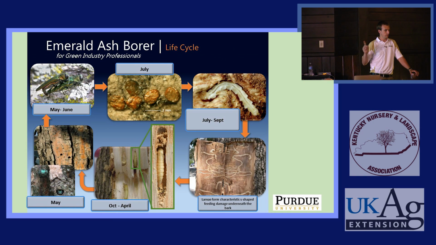They're going to fly and feed on the leaves of trees for 2 weeks before they lay eggs. That's very important. Keep that in mind. They're going to feed for 2 weeks before they lay eggs. They lay eggs through July, and through July through September, they're hatching into larvae and feeding again on the vascular tissue, creating this S-shaped damage just beneath the bark.